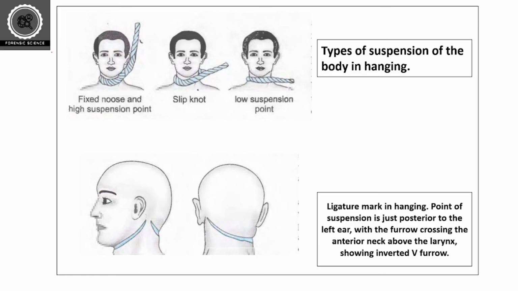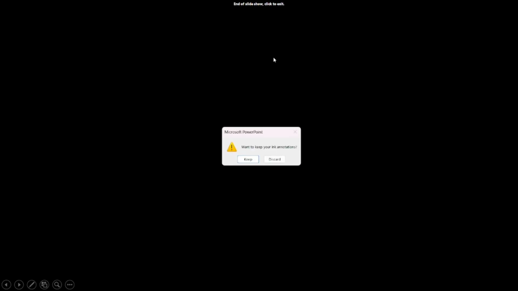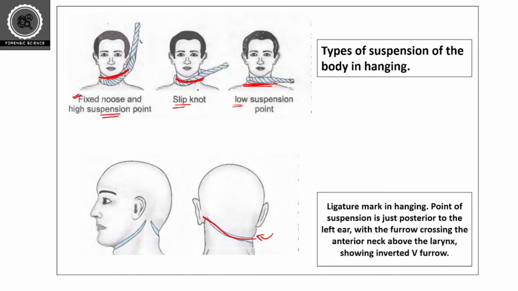So here you can see this is the case of a fixed noose and high suspension point. So the mark will be like this on the neck. Look at this one. So it will be like this. This is the slip knot. So it will be more like this in the case of a slip knot. It will be like this, and then with low suspension it will be directly horizontal.